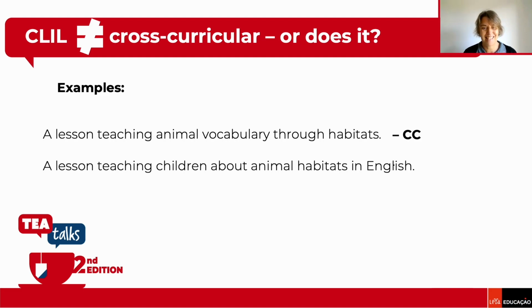Right, in my mind, the first one is very clearly cross-curricular, in that my goal is a language goal, right? So my aim for that lesson is to teach them some vocabulary in English. By the way, I'm going to be using habitats to be able to do that. But my main goal is to teach them the language. Whereas in the second one, my aim is to teach them about animal habitats. And by the way, I'm doing it in English. So the second one for me is an example of CLIL.